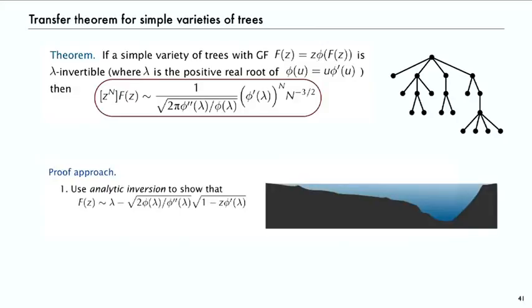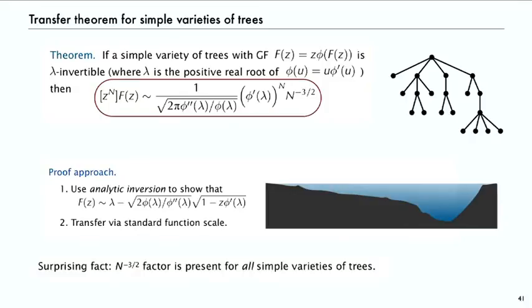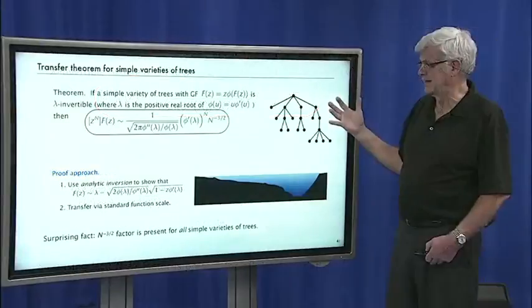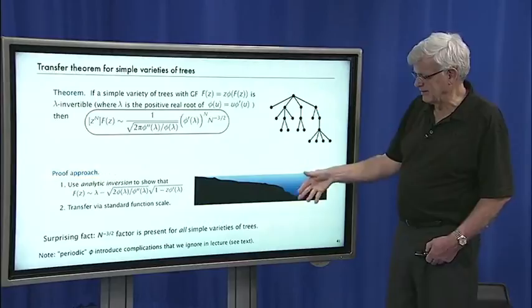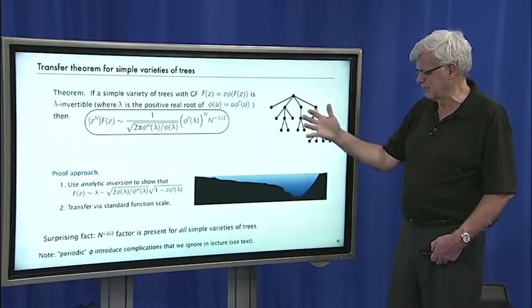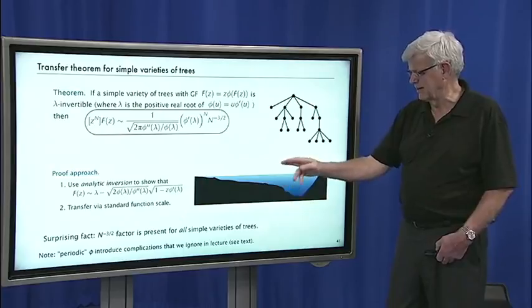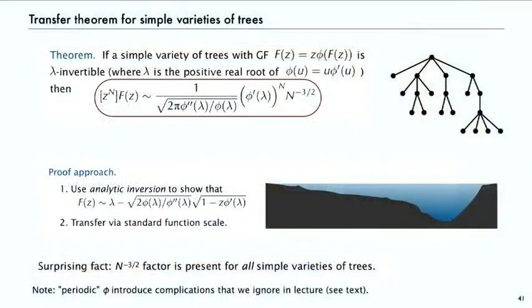Now the proof is deep water. It uses so-called analytic inversion to develop an approximation to the function, and then uses singularity analysis, a standard function scale, to get the translation done. It's just important to note, kind of amazing, the n to the minus 3/2 factor shows up for all kinds of trees. And actually the gamma function, square root of pi, shows up too. One point I haven't been mentioning is that there's a condition of periodicity that's discussed in the text that I'm ignoring here in the lecture.